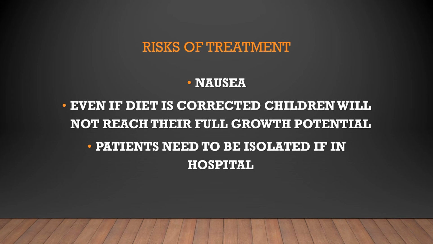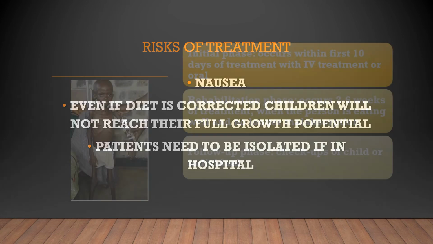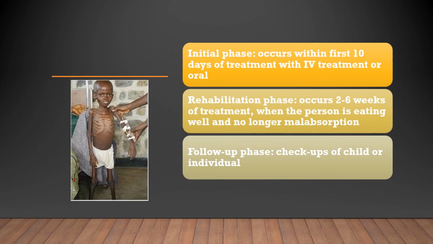The hospital structure is best adapted for the treatment of severe malnutrition. The stages of treatment can be the initial phase, which occurs within the first 10 days of treatment with IV treatment or orally, the rehabilitation phase, which occurs 2 to 6 weeks within treatment when the person is eating and no longer malabsorbing, and lastly the follow-up phase where they check up on the child or the individual.